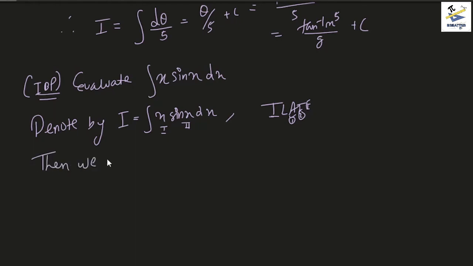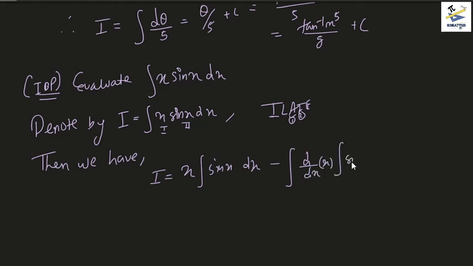Then we have I equals x into integral of sin x dx, minus derivative of x, which is d/dx of x, into integral of sin x dx, and whole thing is dx here, right? Now integral of sin x is minus cos x, so this is minus x cos x, minus d/dx of x is just 1, and integral of sin x is again minus cos x, right?